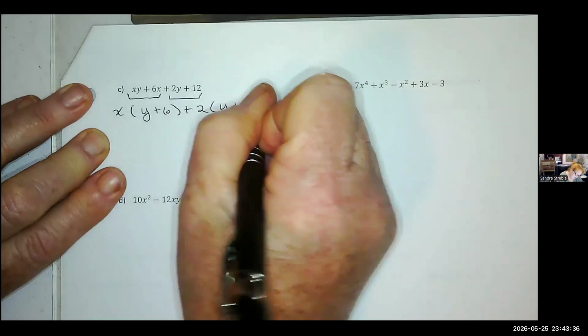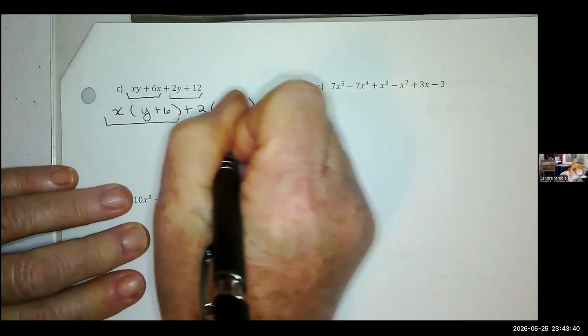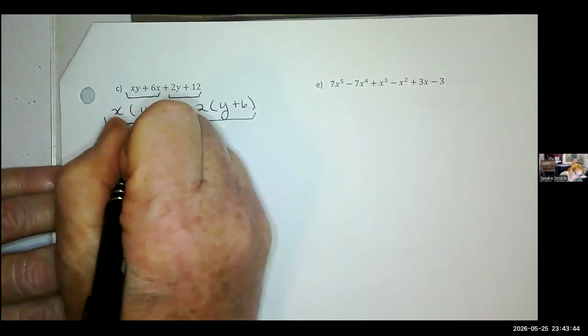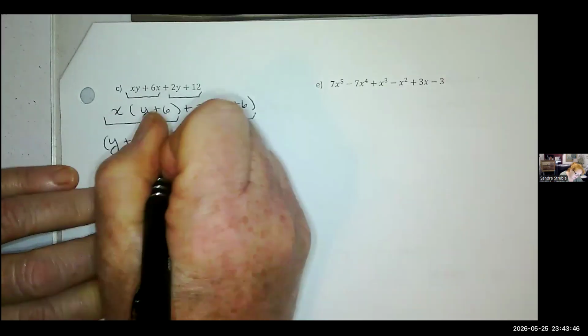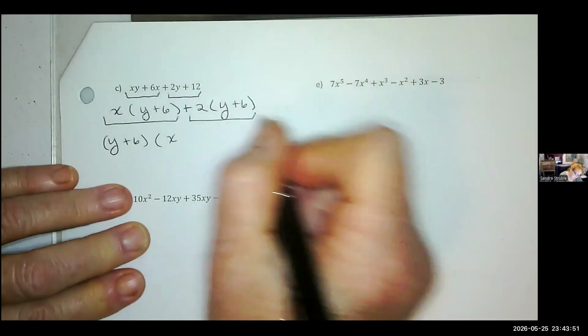Now we're going to look at the first term and the second term. What do they have in common? Y plus 6. And when we factor y plus 6 from the first term, we're left with x. Factor y plus 6 from the second term, you're left with plus 2.